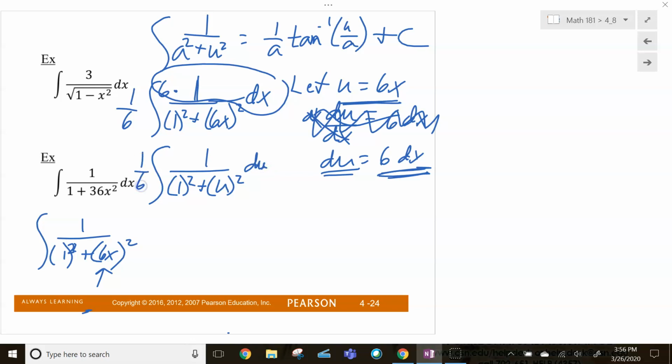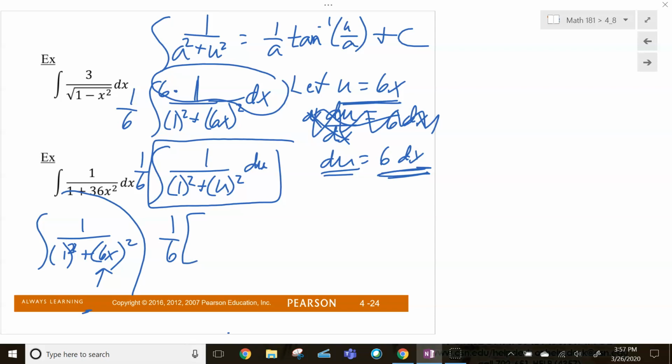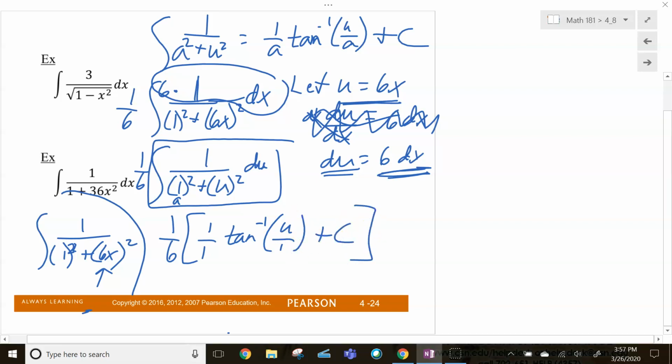And don't forget, you got to leave that 1/6 that you offset it with. All right. So then this becomes 1/6, and now I can follow the rule. 1/6, so 1 over a. This is my a, and my u is the u, but I'm going to make it 6x in a minute. So 1 over a arctangent of u over a plus a constant, and distribute this. So 1/6 times 1 is just a 1/6 arctangent.